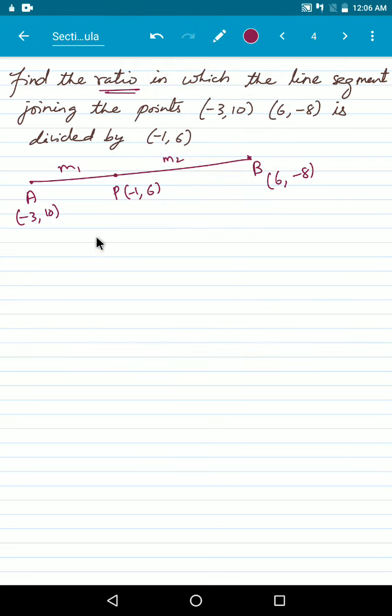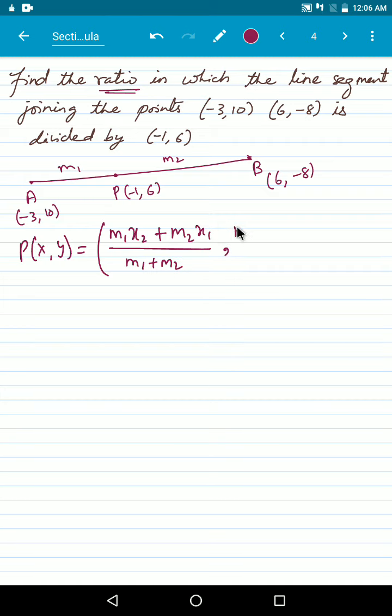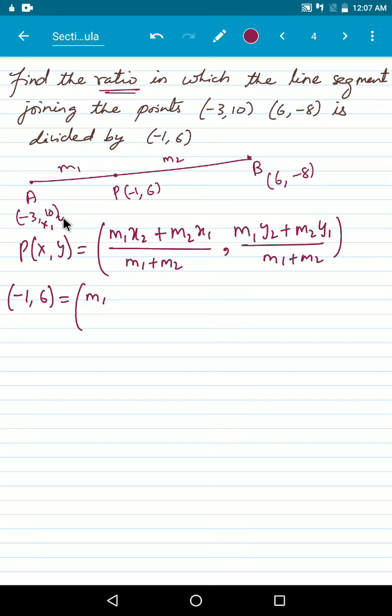Now, second method, we will use the section formula. We had (m1 x2 + m2 x1) divided by (m1 + m2), comma, (m1 y2 + m2 y1) divided by (m1 + m2). Now this point is given, P(-1, 6), m1 is not given, so let us write m1 only. This is x1, this is y1, this is x2, this is y2.